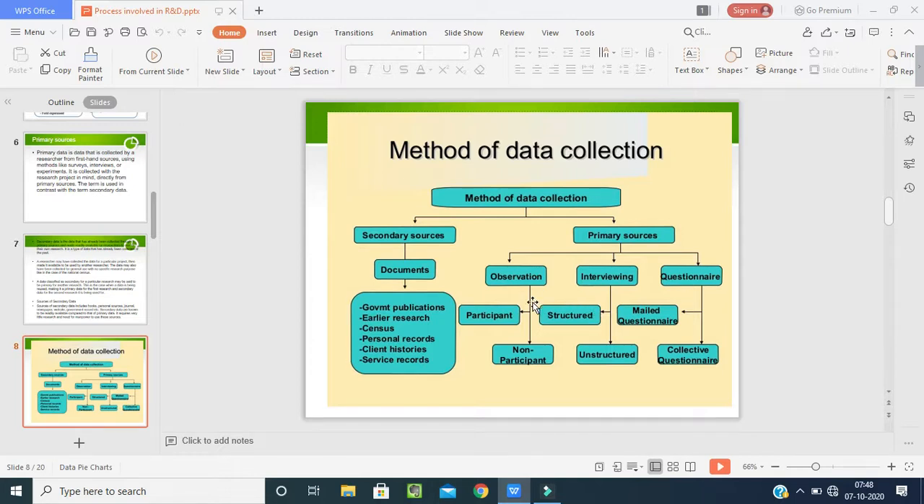Coming to the observation, participant, they'll conduct a small program or a survey or a motivation for the product. So the people will be there, they are going to take part, and they won't do it.